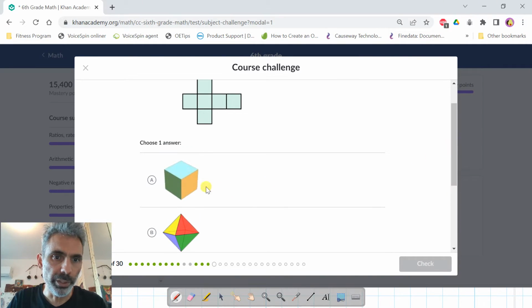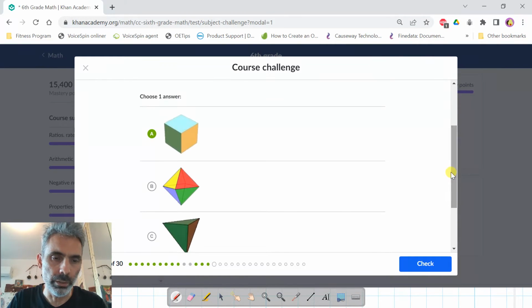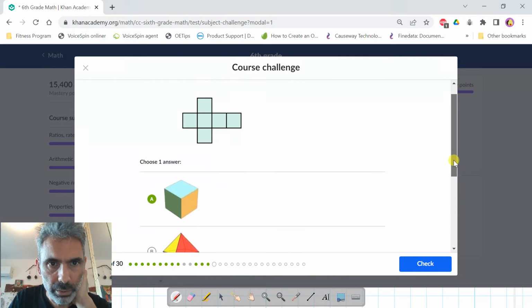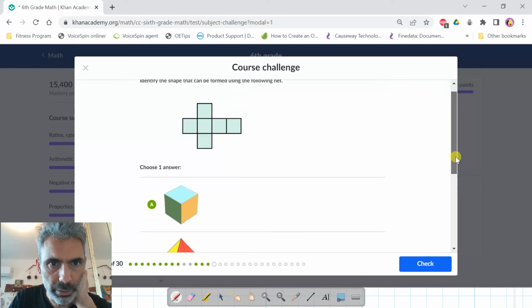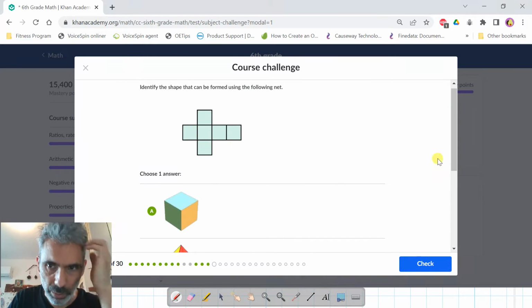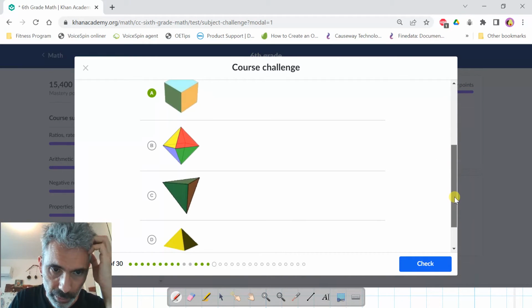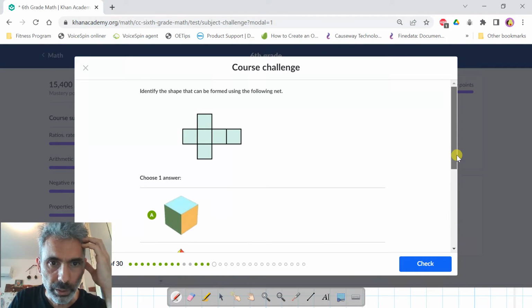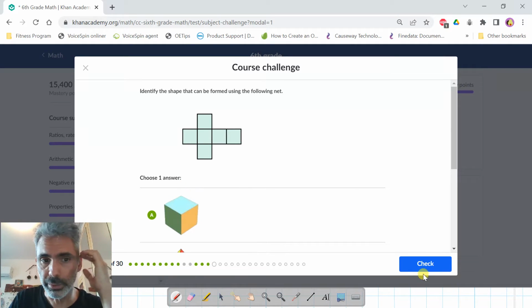Okay, so the only cube I see here is A, and this is hedra something, but obviously it is not the right shape for this net because we don't have any triangles here, and also the square pyramid and the triangular pyramid, there are no triangle faces in this net, so the only option is A.